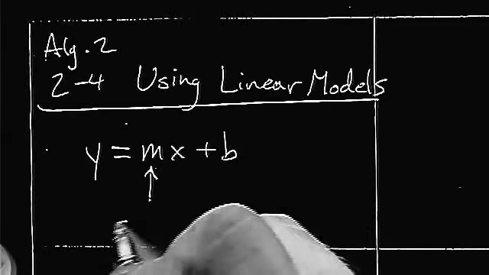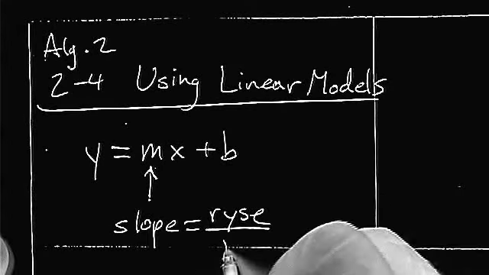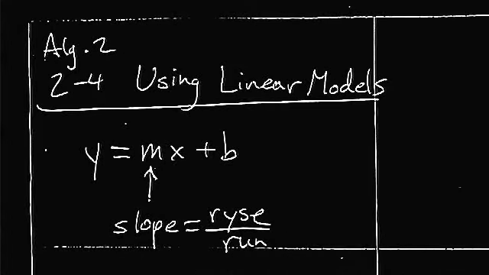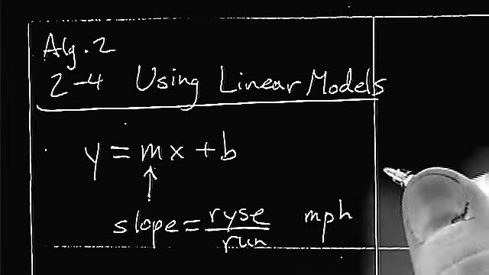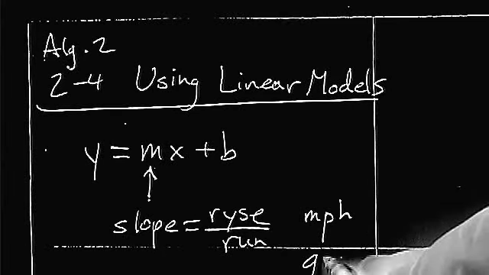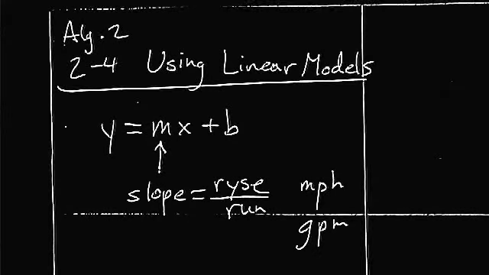So for instance, the slope, remember that is the rise over the run. That's going to be quoted to you in things like miles per hour, feet per second, gallons per minute. Anytime I hear something like that, miles per hour, gallons per minute, that should be setting off bells and whistles in my mind that they are giving me the slope of the line.